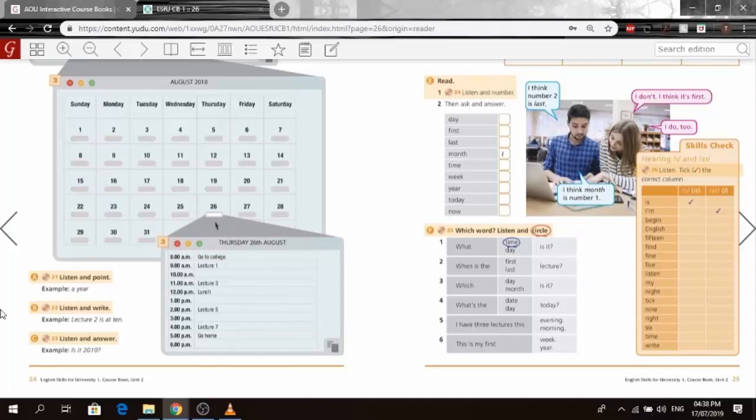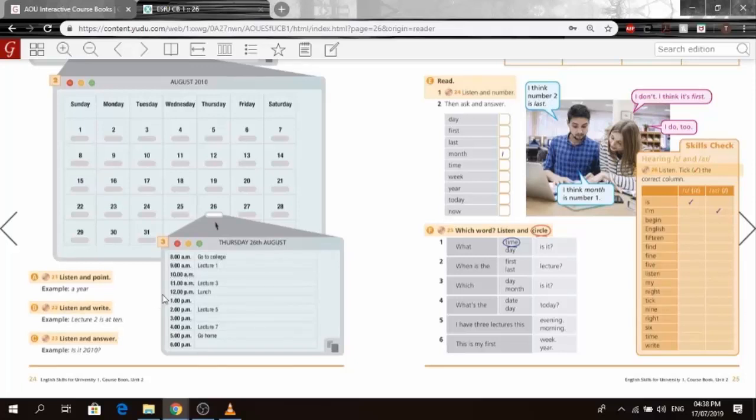Lectures 2 and 3 are English. Okay? So this one was quite simple. So what he wants you to do is, I said Lecture 2 is at 10. So let me look for 10 over here. The only 10 I see is 10 a.m. So before noon. So it's in the morning.